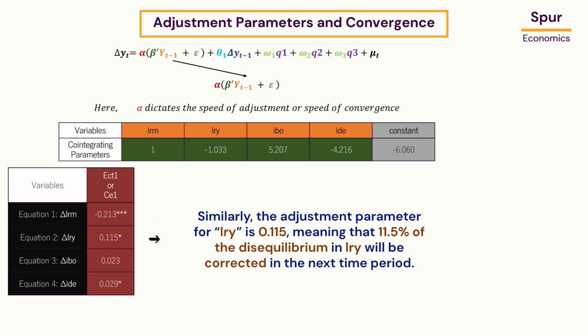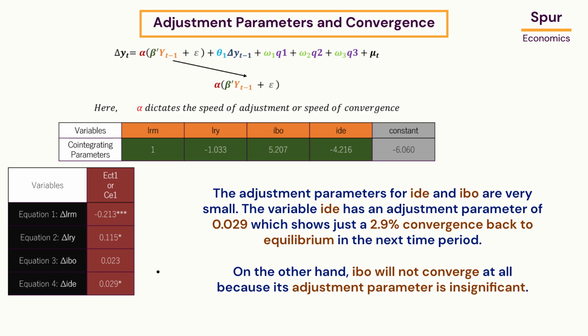Similarly, the adjustment parameter for LRY is 0.115, meaning that 11.5% of the disequilibrium in LRY will be corrected in the next time period. The adjustment parameters for IDE and IBO are very small. The variable IDE has an adjustment parameter of 0.029, which shows just a 2.9% convergence back to equilibrium in the next time period. On the other hand, IBO will not converge at all because its adjustment parameter is insignificant.